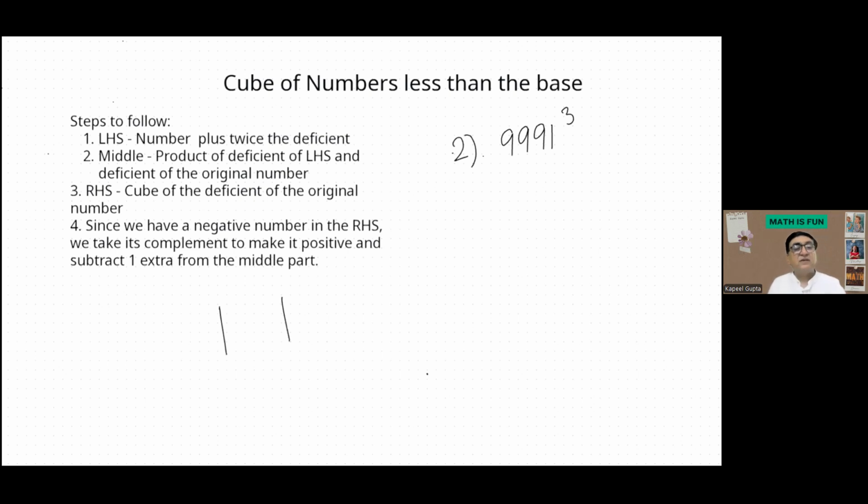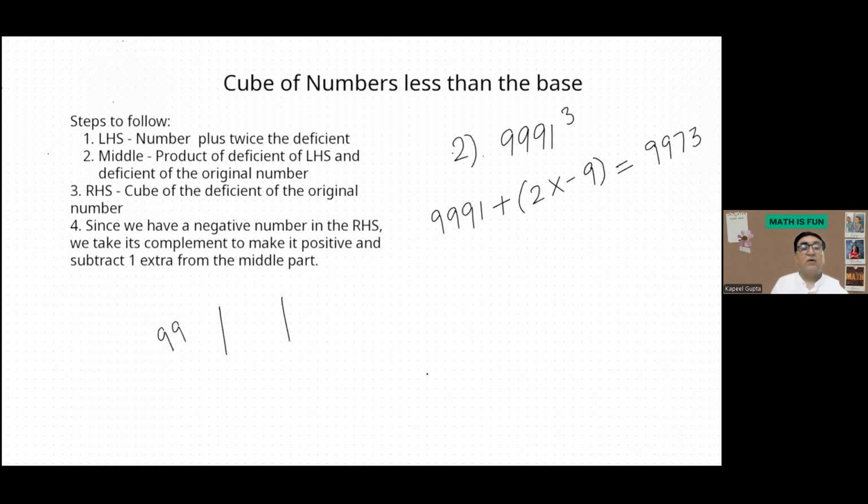Right? So because we have the number 9991, plus twice the deficit, which is basically minus 9, that becomes minus 18. So I subtract 18 from 9991. So I will get 9973. So that I got the left hand side part.